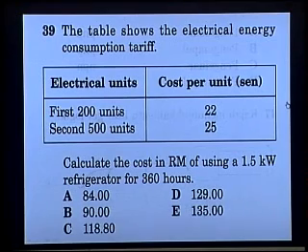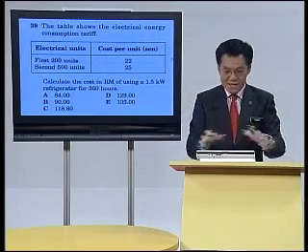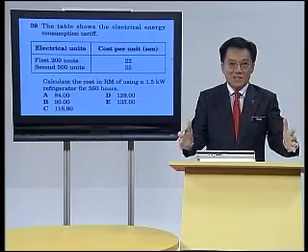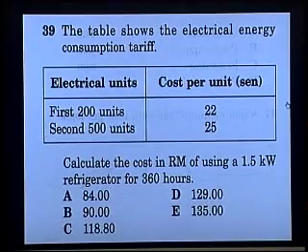The table shows the electrical energy consumption tariff. Electrical units: if a person uses just 200 units or below, he will have to pay 22 cents per unit. And after that, for the next 500 units, he will have to pay 25 cents per unit. So that is the going rate for a certain electricity company. Calculate the cost in Ringgit Malaysia of using a 1.5 kilowatt refrigerator for 360 hours.